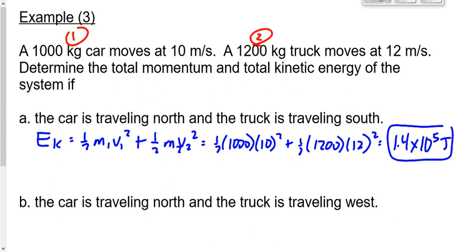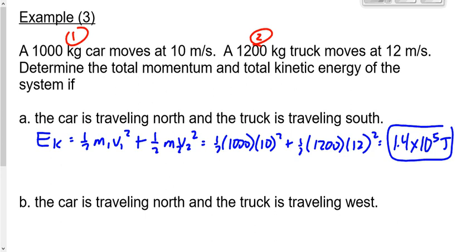Oh, wait a second. Did I miss something? The truck is going south, isn't it? I gotta make that negative, don't I? No, the speed, the velocity. Negative 12? Yes. No. I'm debating. You're just agreeable, huh? You're just agreeing with whatever I say. Why is it not negative? This is correct. What I've done is right.